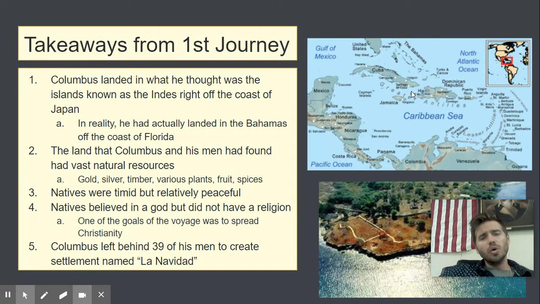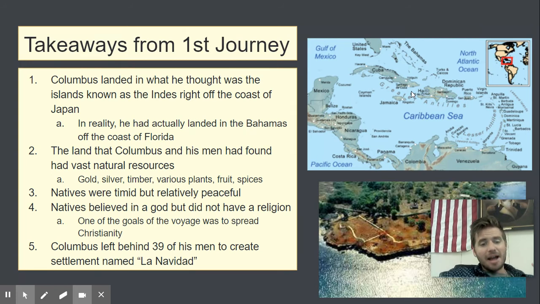And with one of the goals being to spread Christianity during this voyage, this would be very important information for the king and queen of Spain to know, because then, as we're going to see here in just a little bit, when Columbus sends his letter, when he documents and talks about his findings, this is going to be a large indicator of the types of people that need to go on this second journey.